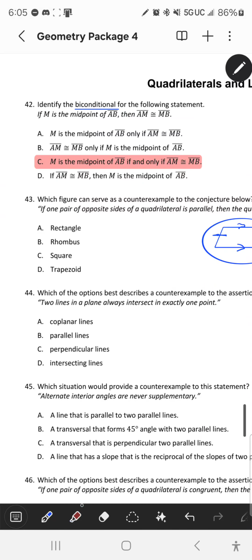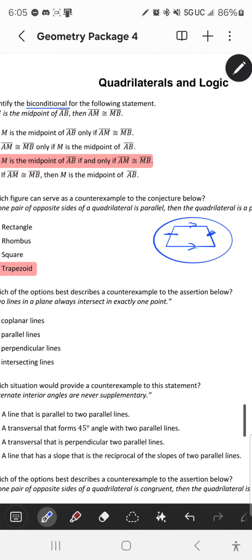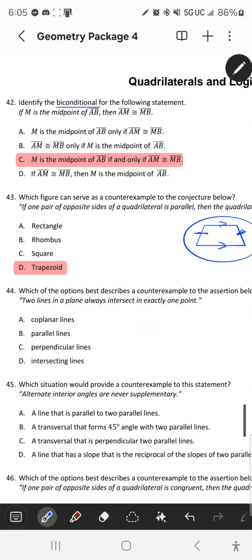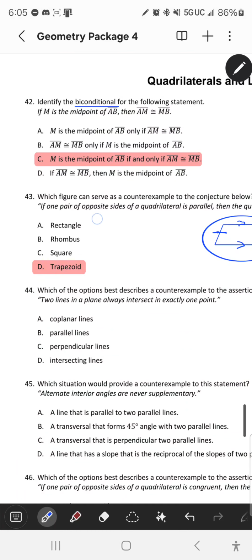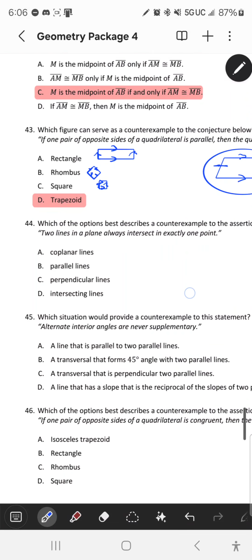parallel. So here I can say that my answer is trapezoid, because in a trapezoid there is only one pair of opposite sides that are parallel. It is not a parallelogram. In a rectangle, this side is parallel to this one, and this side is parallel to this one. In a rhombus, basically the same. This one with this one, and then this one with this one. And in a square, again, the opposite sides are parallel to each other. So the only one that we have left is the trapezoid.